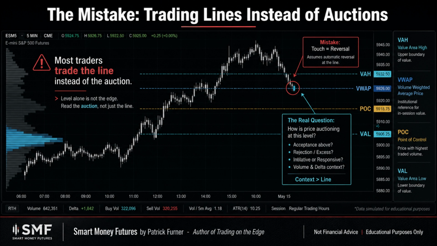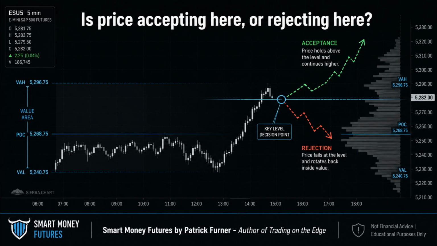Most traders miss this because they trade lines. They see support and resistance. They see VAH, VAL, VWAP, or POC. But they do not ask the real question: is price accepting here or rejecting here?